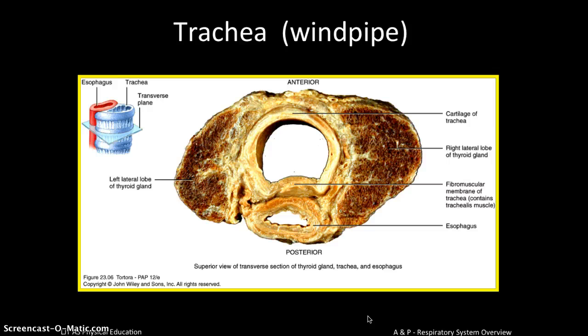Then air goes down your trachea, your windpipe. You'd be expected to really use the word trachea. And we can see here that it's not a complete circle, and actually it's made of cartilage.